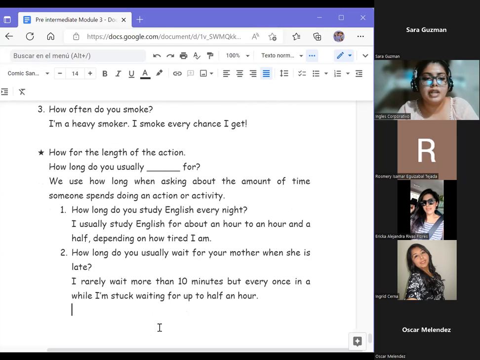And the number three, because it's related to the other examples that we have, we are going to continue talking about smoking. But it is because we are using that kind of information for making those questions. How long do you spend on your smoke break? And we have the answer. It depends who I am with. If I am smoking alone, I usually spend no longer than 10 minutes on my break.